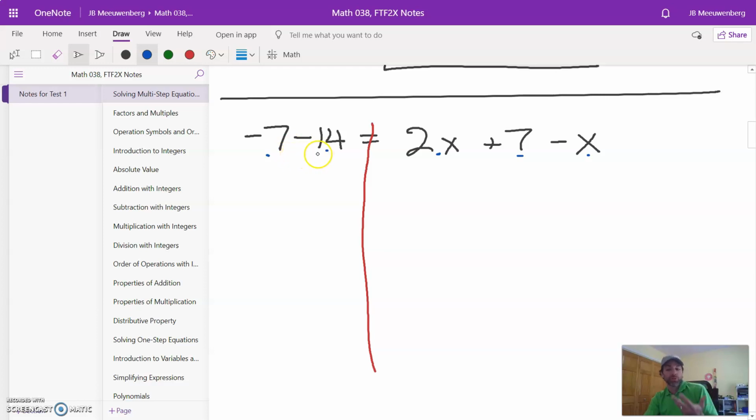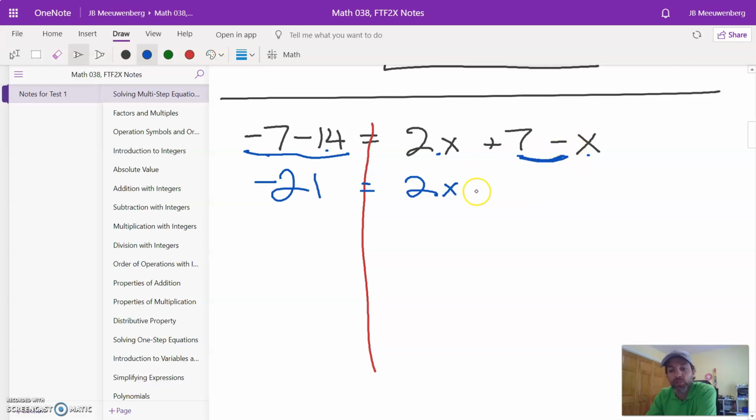So I also see we can start simplifying each side individually. So we can take this stuff on the left and combine it. We can do negative 7 minus 14, which is negative 21. On the right side, we also have a couple like terms, 2x and minus x. So the way that we've been doing these previously is we would flip-flop terms, we would commute terms to get them next to each other. The like terms, I'm going to do that.